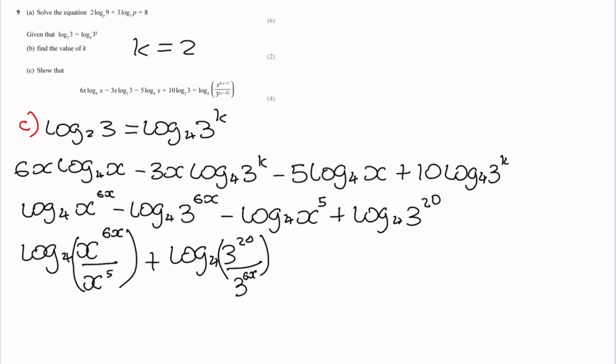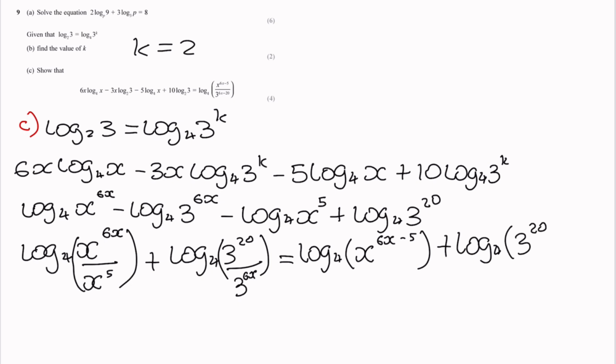Now I'll simplify that. So we know when you're dividing indices, such as this bit and this bit, you can write subtract. So we've got log to the base 4 of x to the power of 6x subtract 5, plus log to the base 4 of 3 to the power of 20 subtract 6x.